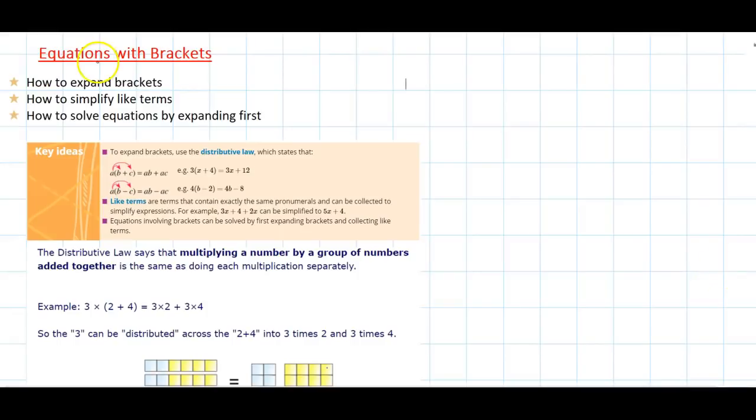In this video we're going to be looking at equations with brackets. So we've looked at equations regarding fractions, but now we want to expand on that and look at how we solve equations that use brackets.